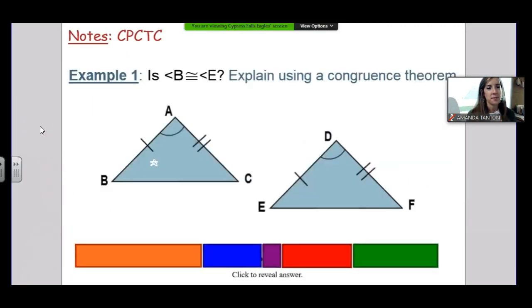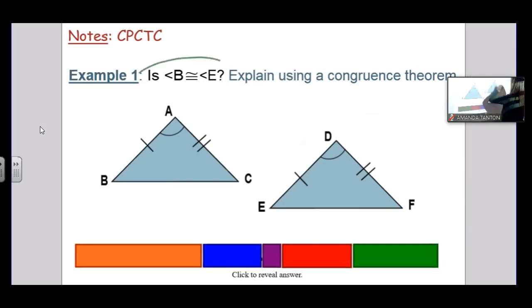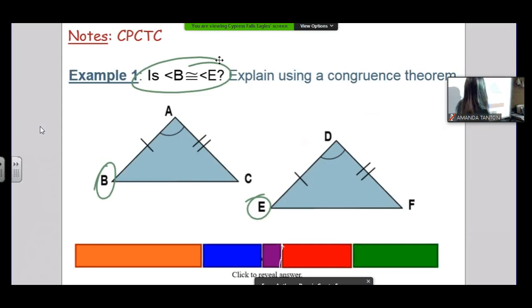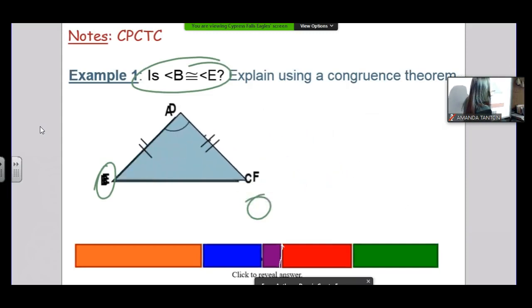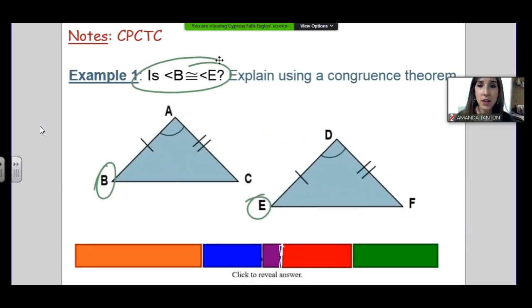So, look at these two triangles. We've got ABC, we've got DEF. Someone came and asked us, I need to know if angle B is congruent to angle E. And at first you're like, sorry, they don't have arcs on it, so I don't know if B is congruent to E. But now that we know how to prove triangles congruent, if the triangles match, then every part of this triangle matches every part of this triangle. So if I can first prove that the triangles match using one of my shortcuts, then I can go further and say B is congruent to E because they're corresponding parts of congruent triangles.